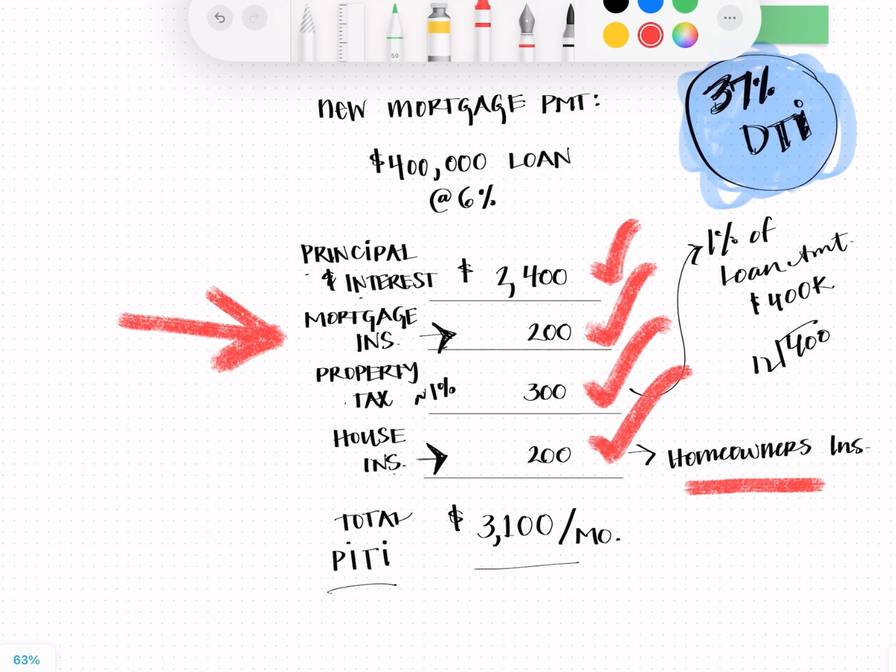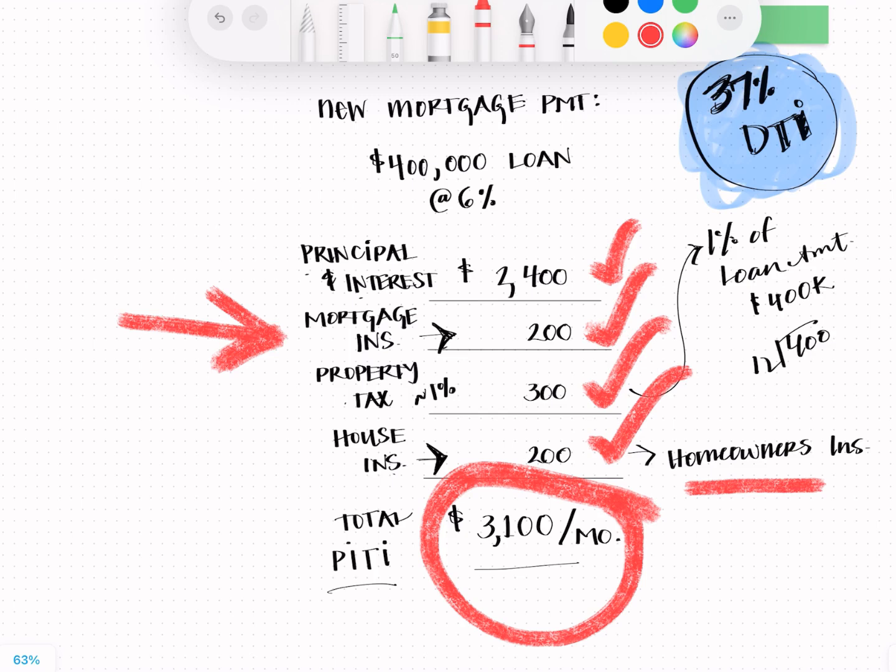It's your house insurance premium that covers an insurance policy that covers your house in the event that there's damage or fire, etc. In this case, if we have a principal and interest of $2,400, mortgage insurance of $200, property tax of $300, house insurance $200, your total PITI is $3,100 a month. I'm using a rough figure of 1% of the value of the home as the potential property tax amount. This is not standard across the United States. Every state has different property tax rates and rules.